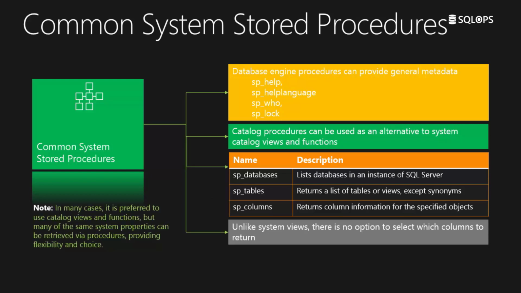And that is why, in many cases, it is preferred to use catalog views and functions when compared to system stored procedures. So, in this lesson, we've seen how to execute system stored procedures and retrieve metadata information from them. In the next lesson, let's see what dynamic management objects are and how to query them to retrieve the same information.